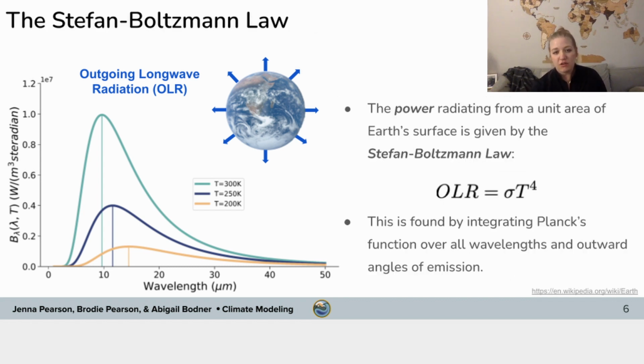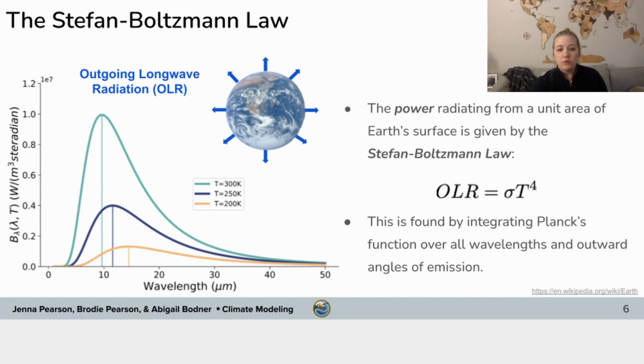And so if we integrate Planck's law over all wavelengths and account for all the outward emission angles of Earth's surface, what we obtain is the power radiating from a unit area. This is called the Stefan-Boltzmann Law. It's given as the equation on the right, and the constant sigma is called the Stefan-Boltzmann constant. Note that this is a per unit area measurement, and this is the quantity we are interested in when assessing Earth's energy balance in future tutorials.